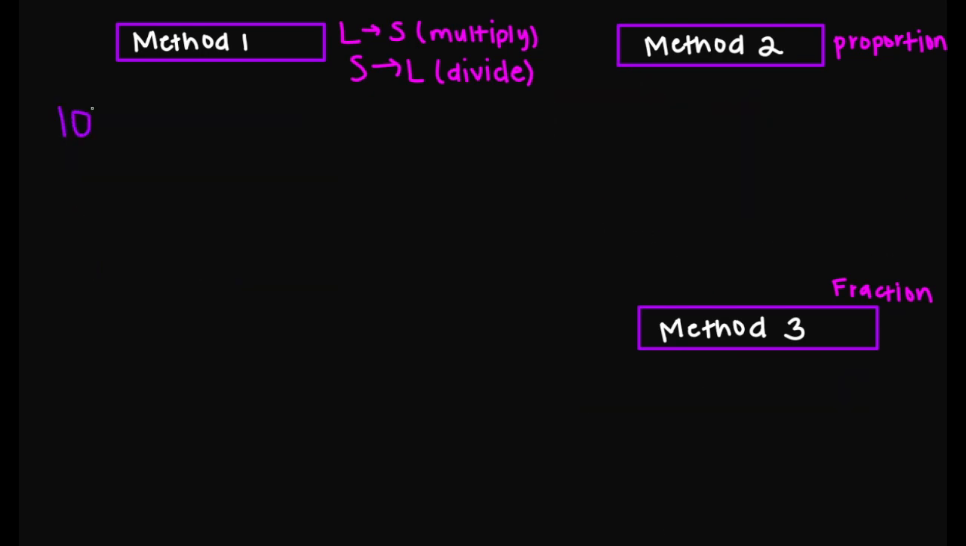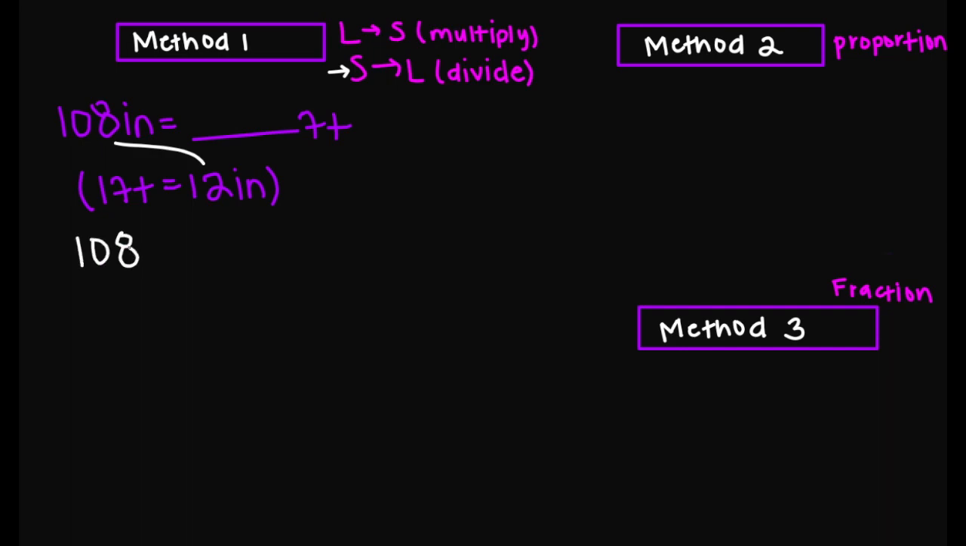Let's look at this example. 108 inches equals how many feet? So my conversion factor for this example here equals 12 inches. And based on this example here, I am going from inches to feet. So I am going from a smaller unit to a larger unit. That means I need to divide. I'm going to divide 108 divided by 12 because 12 inches is going to give me 1 foot. So we have 108, divide that by 12, and this is going to give me 9. So 108 inches equals 9 feet.